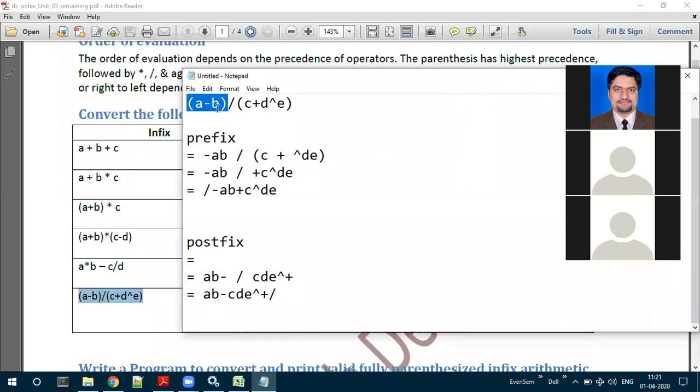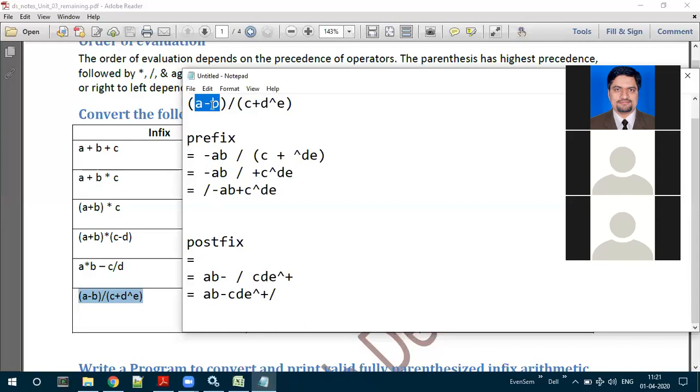First expression is what? A minus B, which is placed within the brackets, and the second expression over here is within the brackets: plus D power E. Okay. So first we have to solve whatever is given within the brackets, because brackets have the highest precedence. For the first bracket, we have only one operation, that is minus.